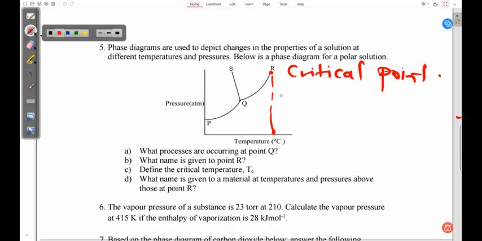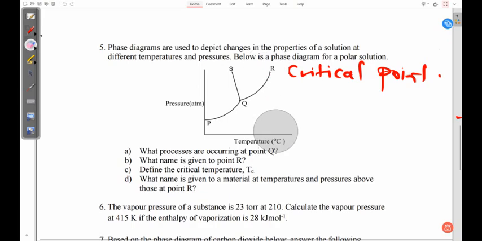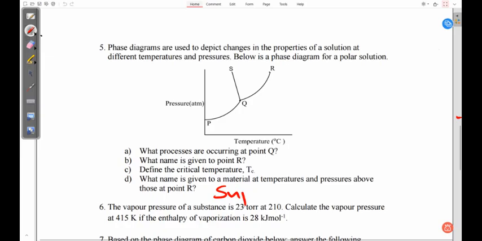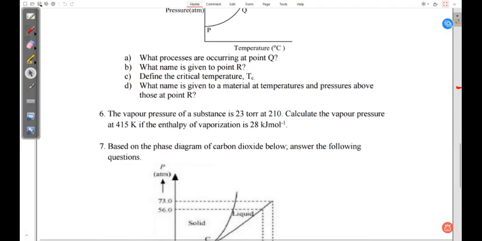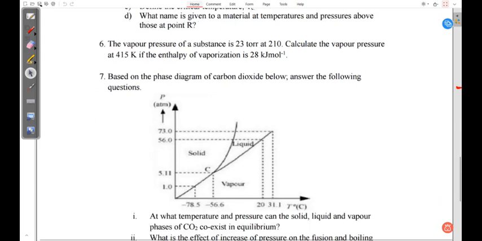Okay. And then what name is given to a material at temperatures and pressures above those points of R? So supercritical fluid. Okay, you can't actually tell whether it's a liquid or whether it's a gas. You can't tell the difference. It's kind of difficult to distinguish, but it's a fluid. Okay, so that fluid is called the supercritical fluid.